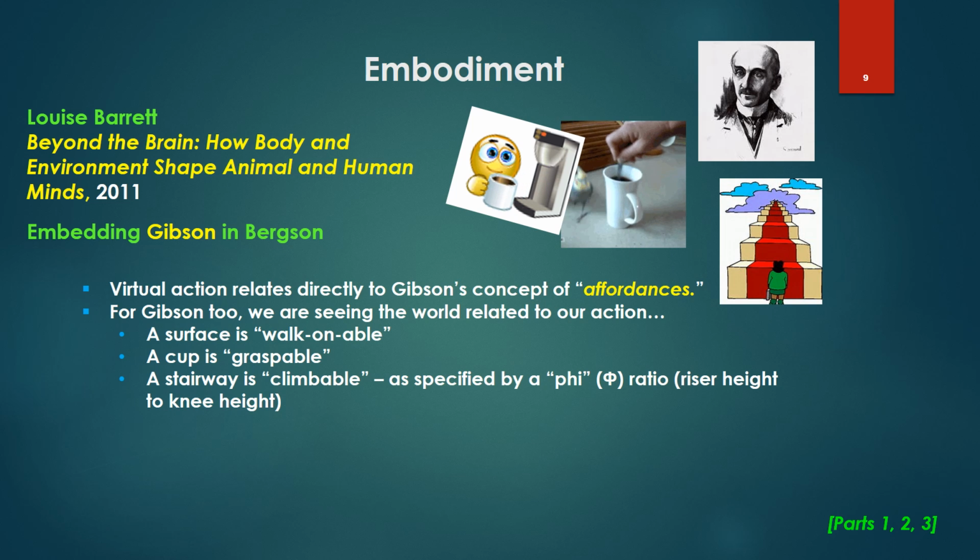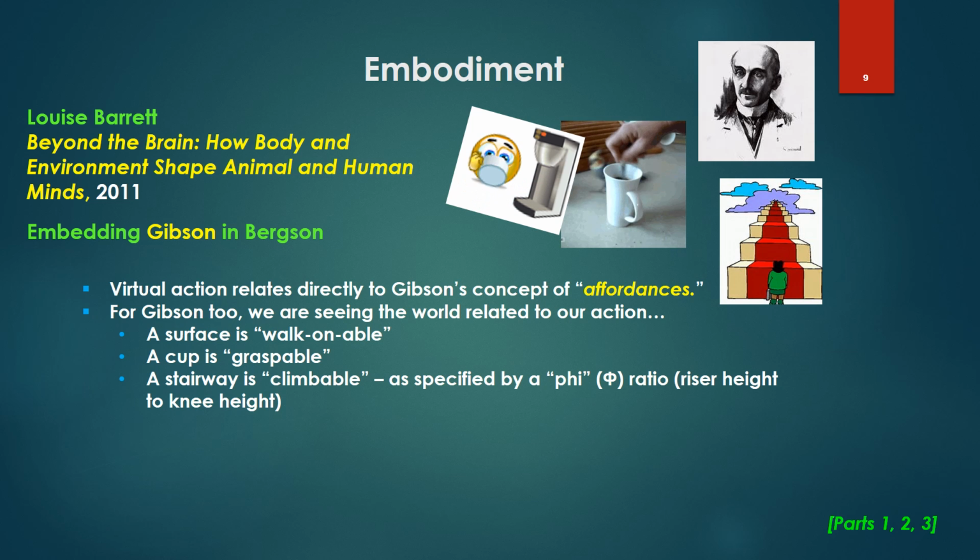In fact, going there right now, virtual action relates directly to a fundamental concept of Gibson, namely that of affordances. For Gibson, too, we are seeing the world as related to our action. A surface is walk-onable, or run-aroundable, as for the parrot there. A cup is graspable. A stairway is climbable.